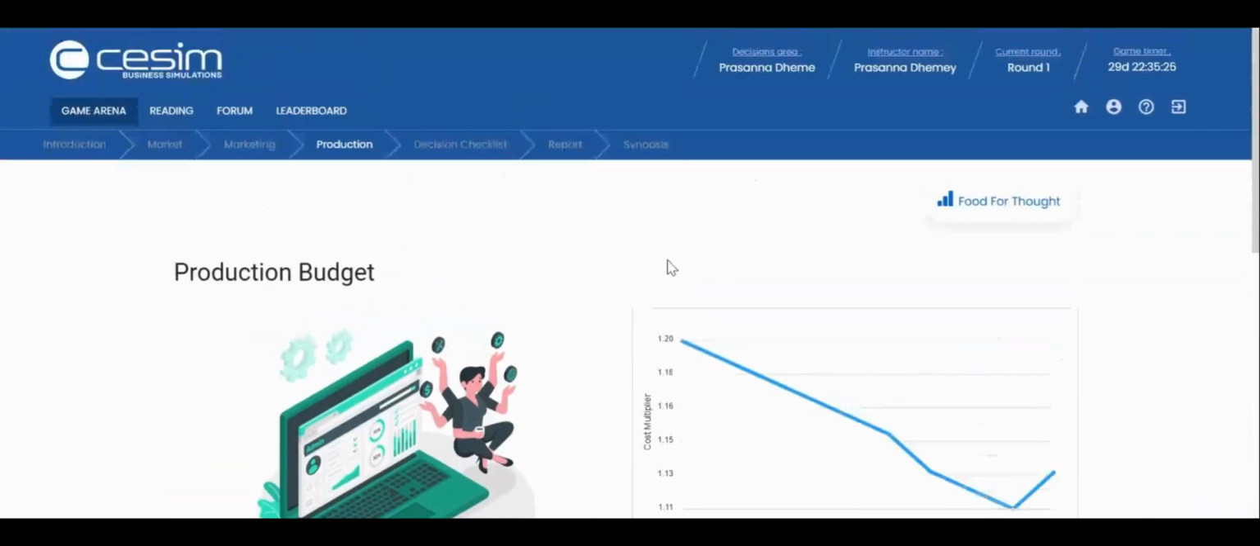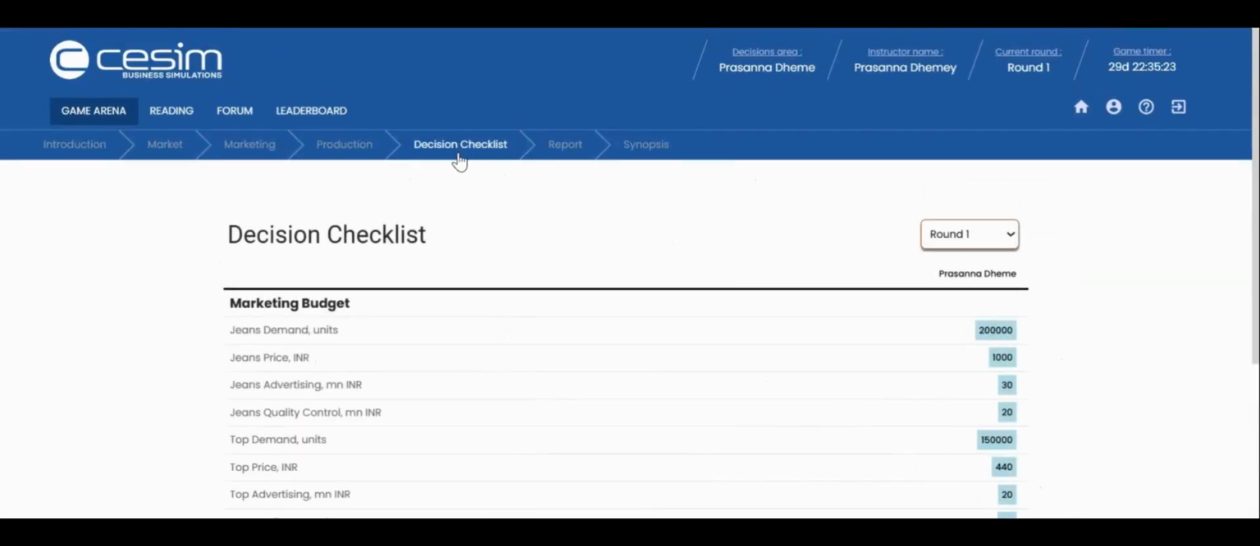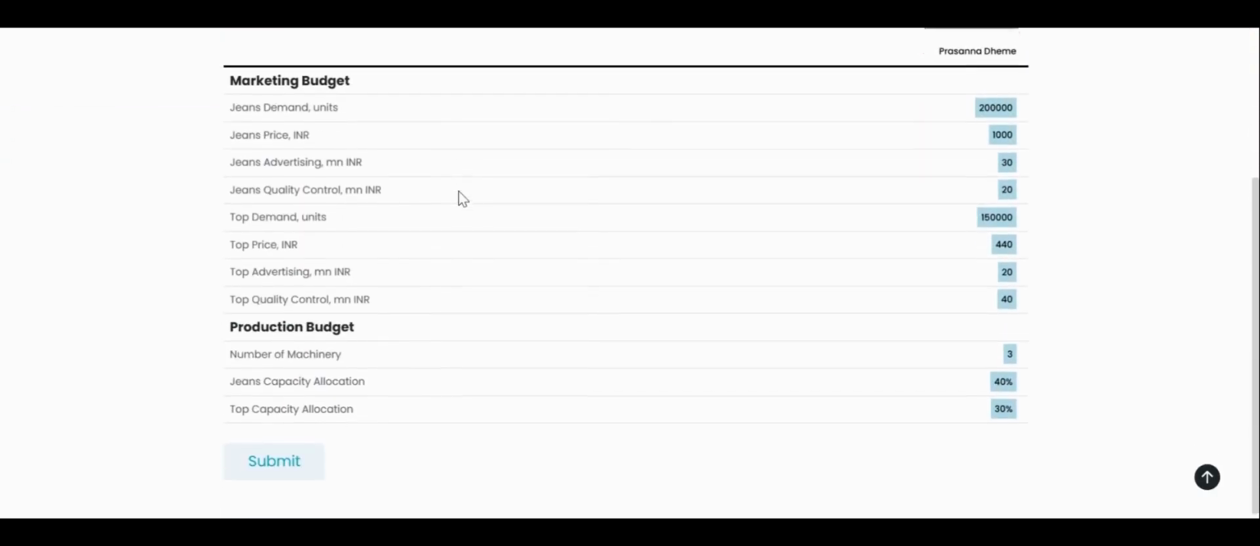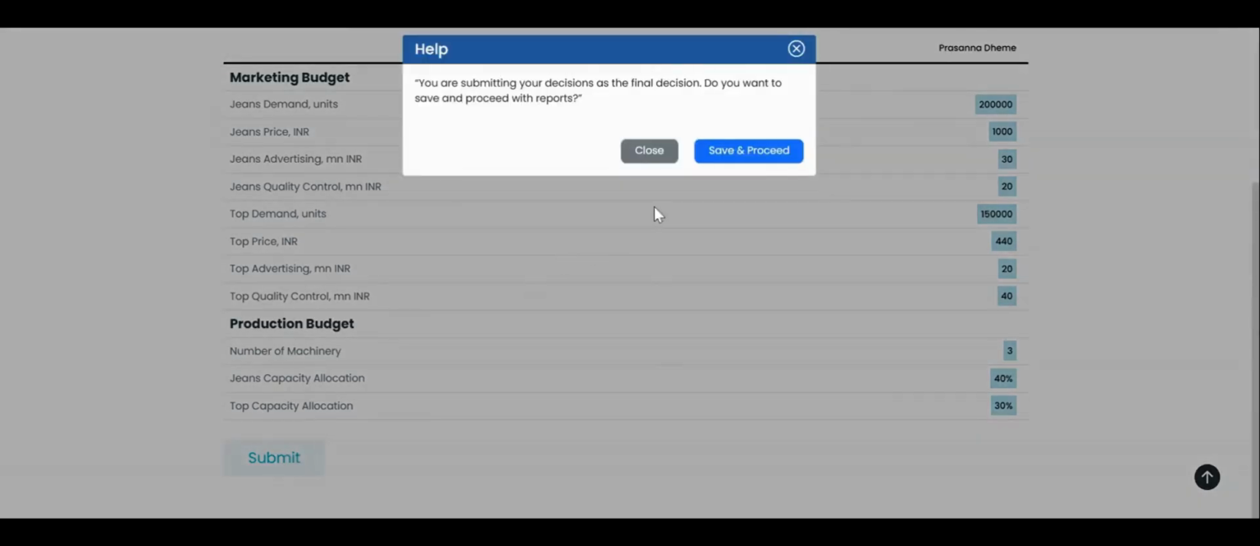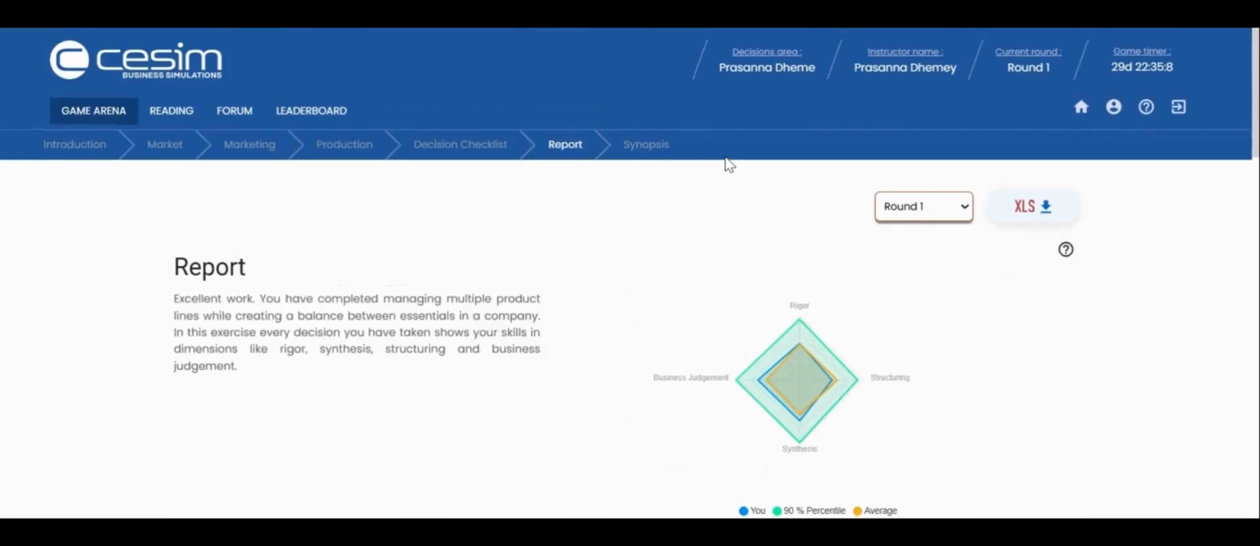After making all our decisions, we visit the decision checklist to review the choices we've made. This allows us to verify and adjust our decisions before submission. Once we are satisfied, we submit them by clicking Submit and then select Save and Proceed. It is important to remember that once the decisions are submitted and saved, they cannot be changed for that round.